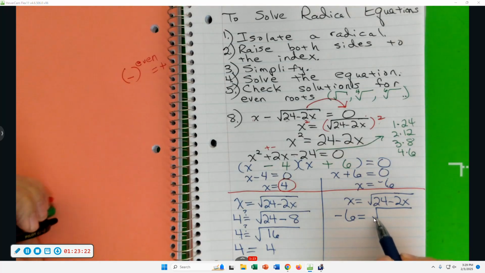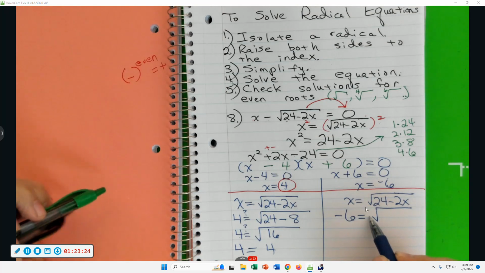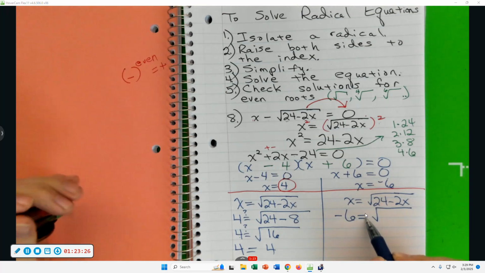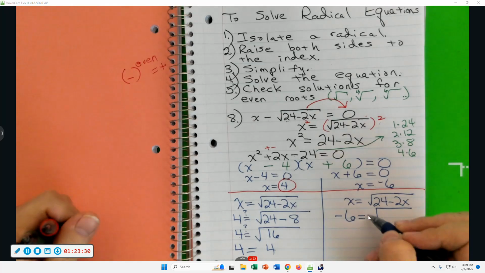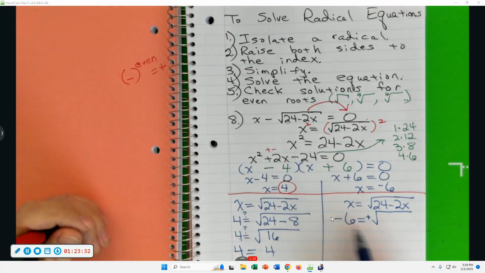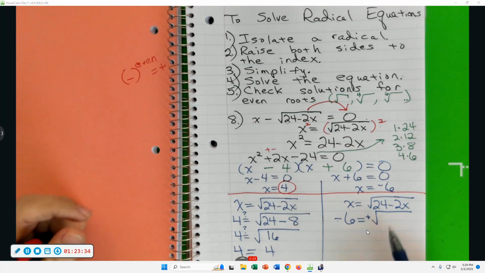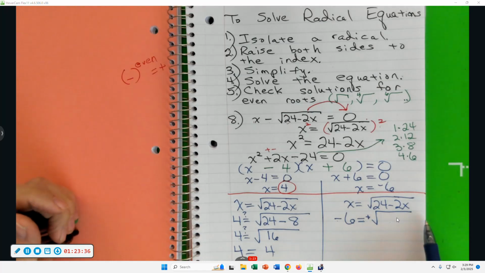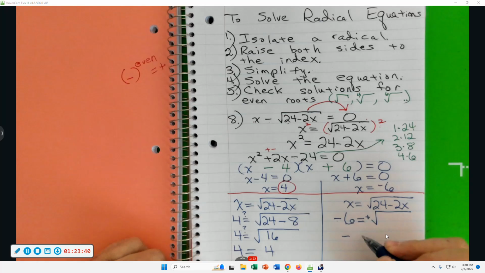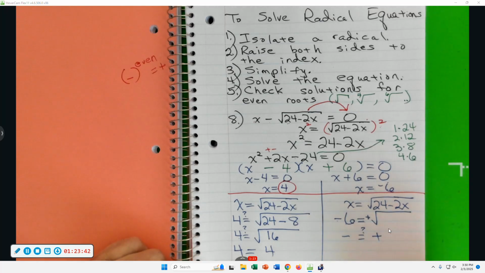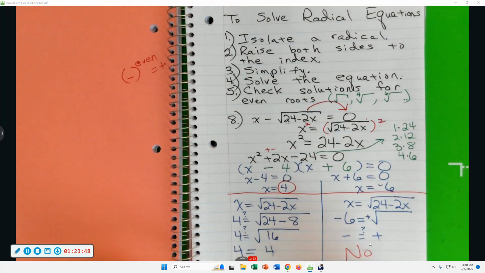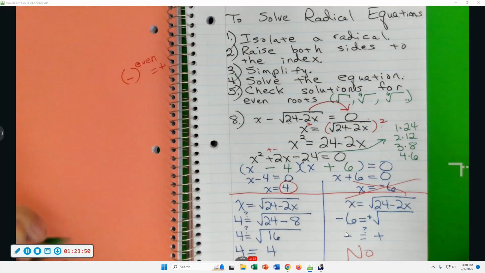Look at the square root. I don't see a sign there. What sign is there? If you don't see a sign, what is it? Positive? Can negative 6 equal a positive number? It doesn't. The rest of it doesn't matter. Can a negative number equal a positive number? No. And this is going to be important because sometimes you're going to have to cross out negative 6.